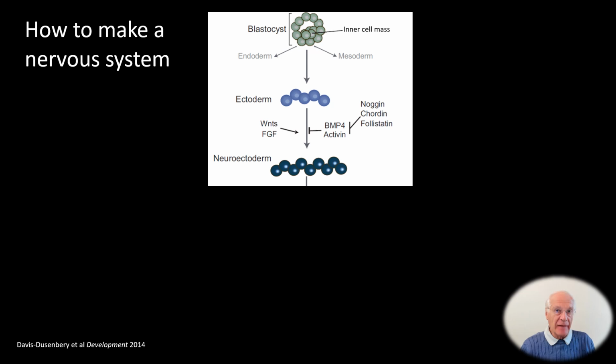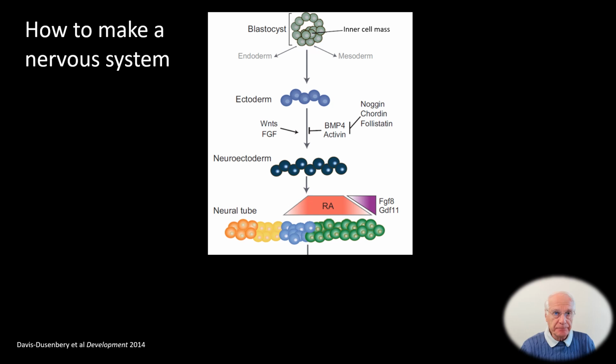The differentiation of the neural plate depends on signals secreted by the organizer region. These signals include noggin, chordin, and follistatin. They inhibit BMP, the bone morphogenetic protein. Wnt and fibroblast growth factor, FGF, are additional inductive signals.